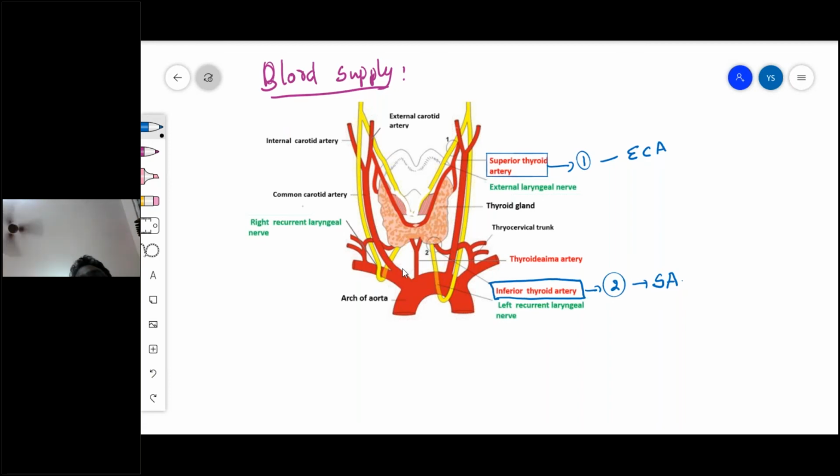Usually, the superior thyroid artery is accompanied by one nerve. What is that nerve? The external laryngeal nerve. Similarly, the inferior thyroid artery is accompanied by the recurrent laryngeal nerve. This relation is very important. Occasionally, I'm showing you a third branch, number 3, a direct branch from the arch of the aorta.